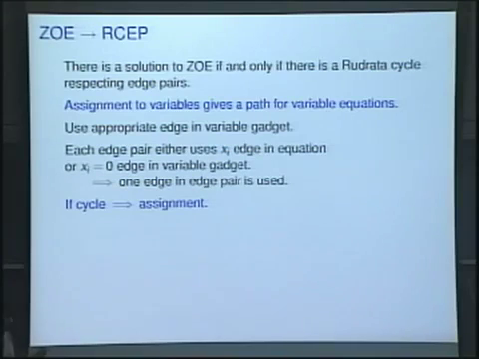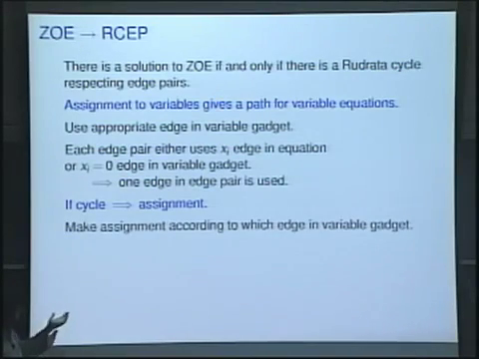Now, if there's a cycle, there's an assignment. Again, you just read the assignment off of the variable gadgets. In each variable gadget, you use either the top edge or the bottom edge. Whichever edge you use, you set the variable to be 0 or 1, depending on whether you use the top edge or the bottom edge.